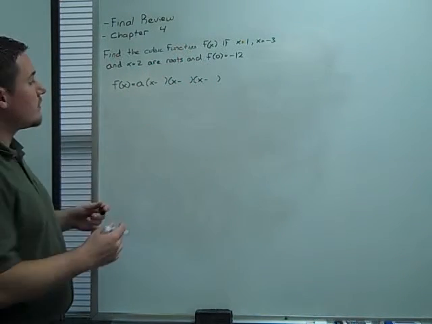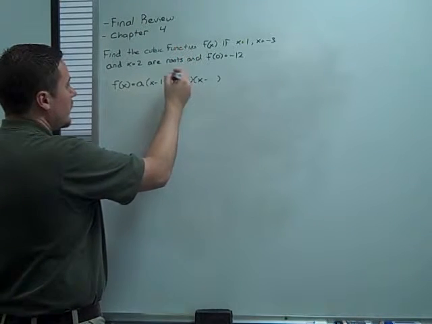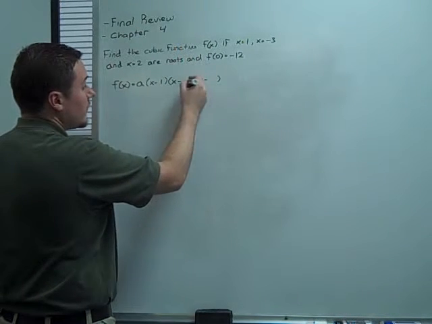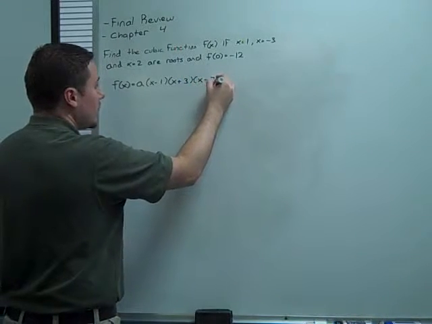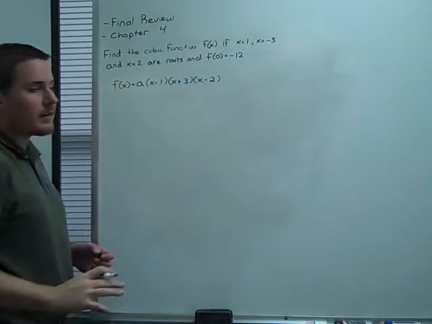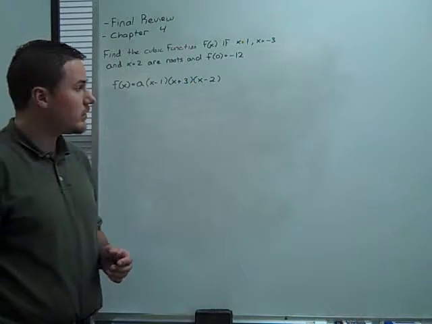So we have 3 roots. X minus 1, x minus 2, or x minus -3, which would give us x plus 3, and x minus 2. These are the building blocks of this polynomial.